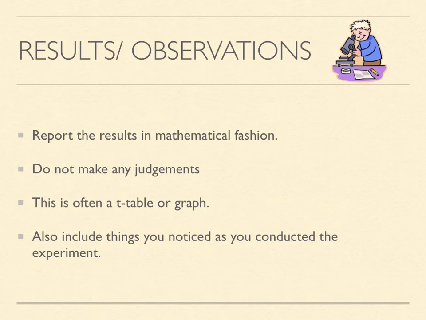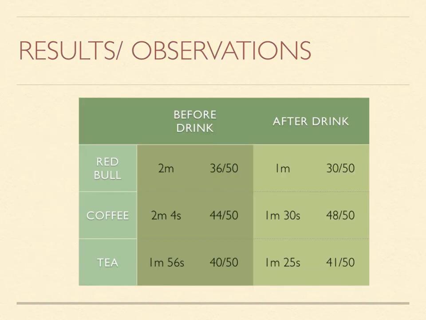We also want to include things that we notice as part of the observations. Things that happened while we conducted the experiment that might affect the results. So here is a t-table of the results for my fake experiment. And I want to remind you I did not conduct this experiment.